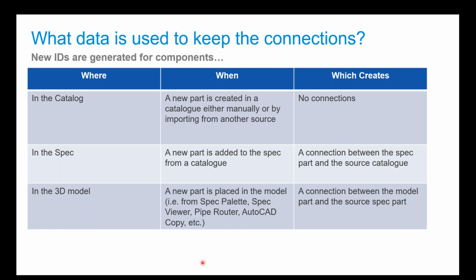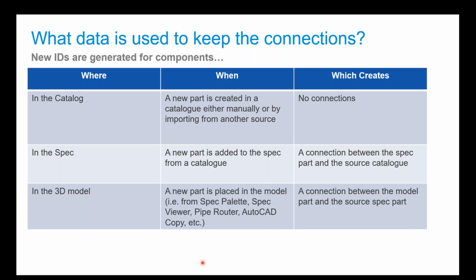Now, in the catalog, when a new part is created, obviously you're going to create a new part in the catalog, or you're going to import those new parts from another source. Maybe you have them from Bentley or other custom catalogs that your vendor has provided. So now you want to import the part into your catalog.